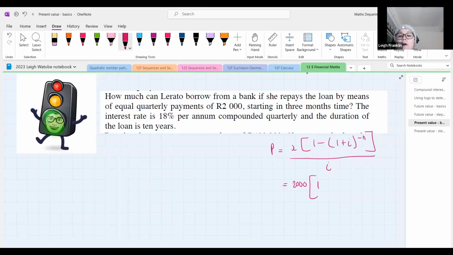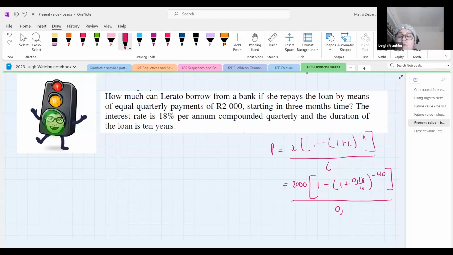Sihau, I don't know if you want to unmute and just explain that to me. For the rest of us, it is quarterly payments. Okay, but it's starting in 3 months' time. So it's 18% per annum compounded quarterly for a duration of 10 years. So in other words, if there are 4 payments made a year for a period of 10 years, there would be 40 payments made. Okay, we don't need to add 3 to that.